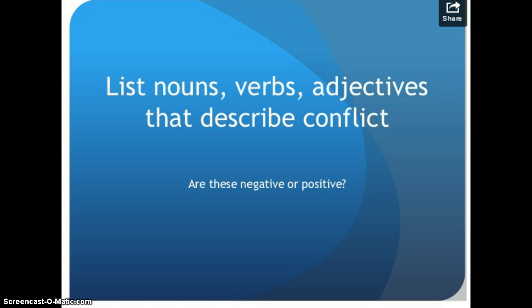So take a quick moment to think about the nouns, verbs, adjectives that describe conflict. Are they negative or positive? Conflict is usually associated with negative emotion. But thinking about conflict as a situation, removing the emotion, it actually can be quite positive. And we're going to talk about that in a little bit.